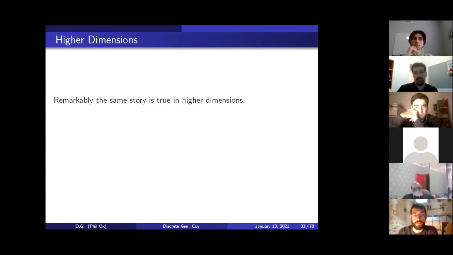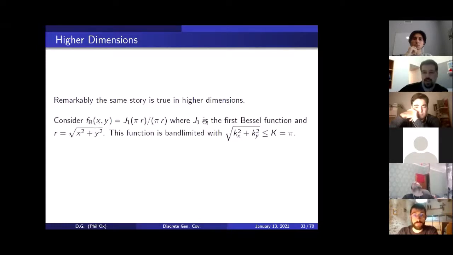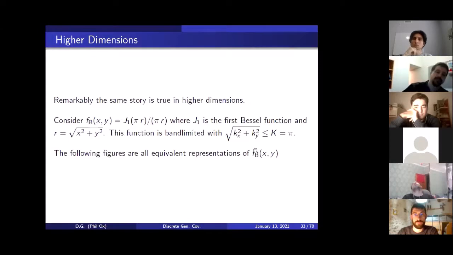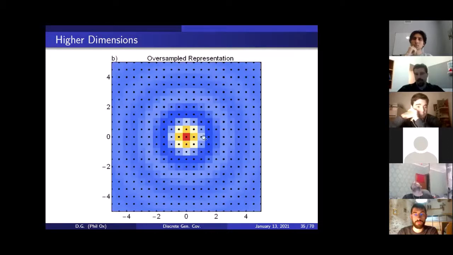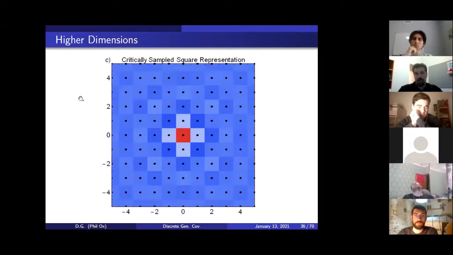And remarkably, the exact same story is true in higher dimensions. So in particular, think about J1 is the first Bessel function, and R here is a radius. This function is band limited with the sum of the squares being less than pi for the wave numbers in each direction, right? And so all of the following figures I'm going to show you are equivalent ways to represent FB. They have all the same information, and you can reconstruct each of them from the others. So here you could just plot the function FB. And so here's what I'm going to call the band limited representation of that function. But you could also sample it at every half integer in both directions. So this is an oversampled representation of that function. And just by multiplying these by sinc functions and adding them together, you can get back the original function. And you can do critically sampled square representation, where you sample at every integer location.